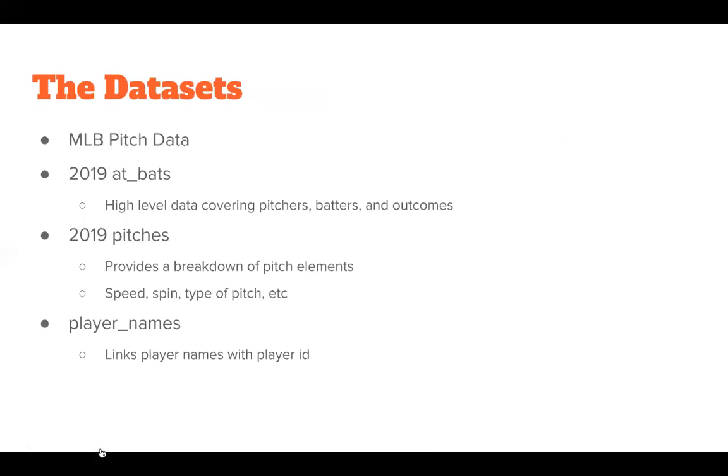For this project, we used MLB pitch data from 2019. Specifically, we used 3 different data sets, which are listed on the slide. The at-bats data set includes information such as pitcher ID and the result of the pitch. This would allow us to know if the pitch resulted in a single, double, strikeout, flyout, etc.